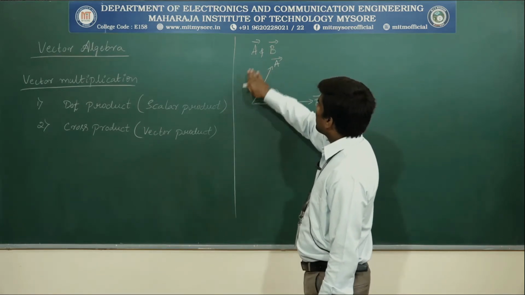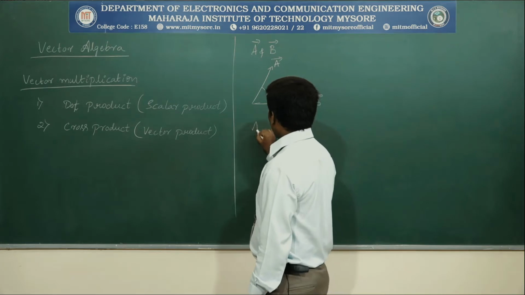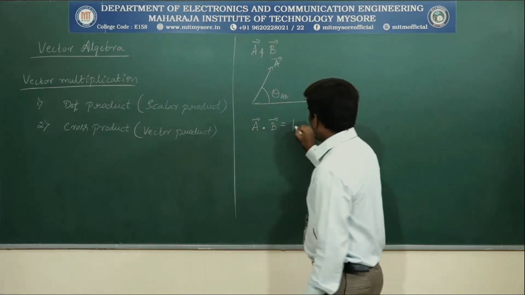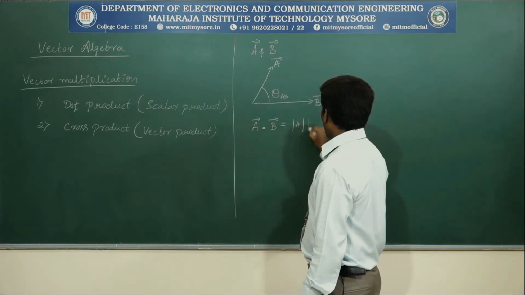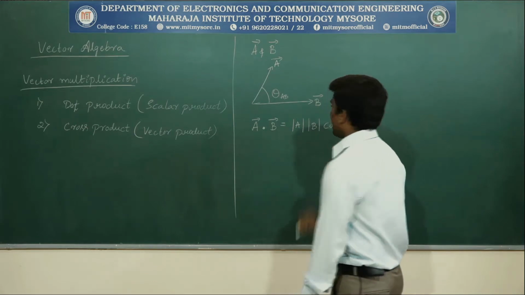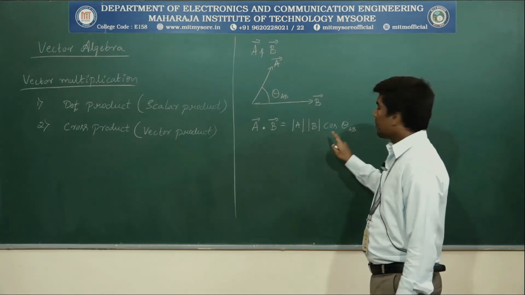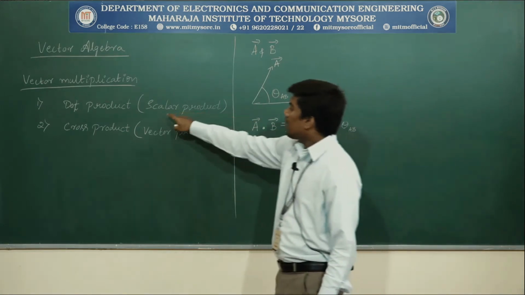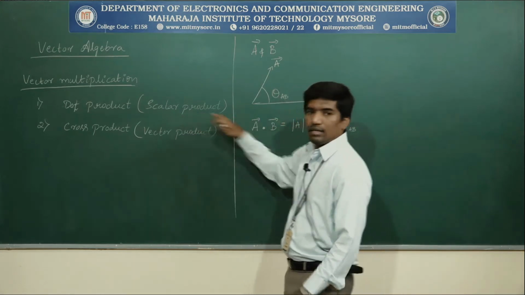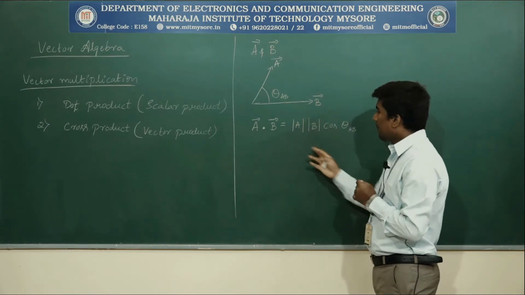In order to obtain the dot product between two vectors A and B which are coplanar, it is represented as A dot B is equal to magnitude of A into magnitude of B into cos theta AB. This is the expression for the dot product between two vectors A and B. Observe here, in a scalar product we don't have any direction component, no unit vector component. We have only the magnitude.